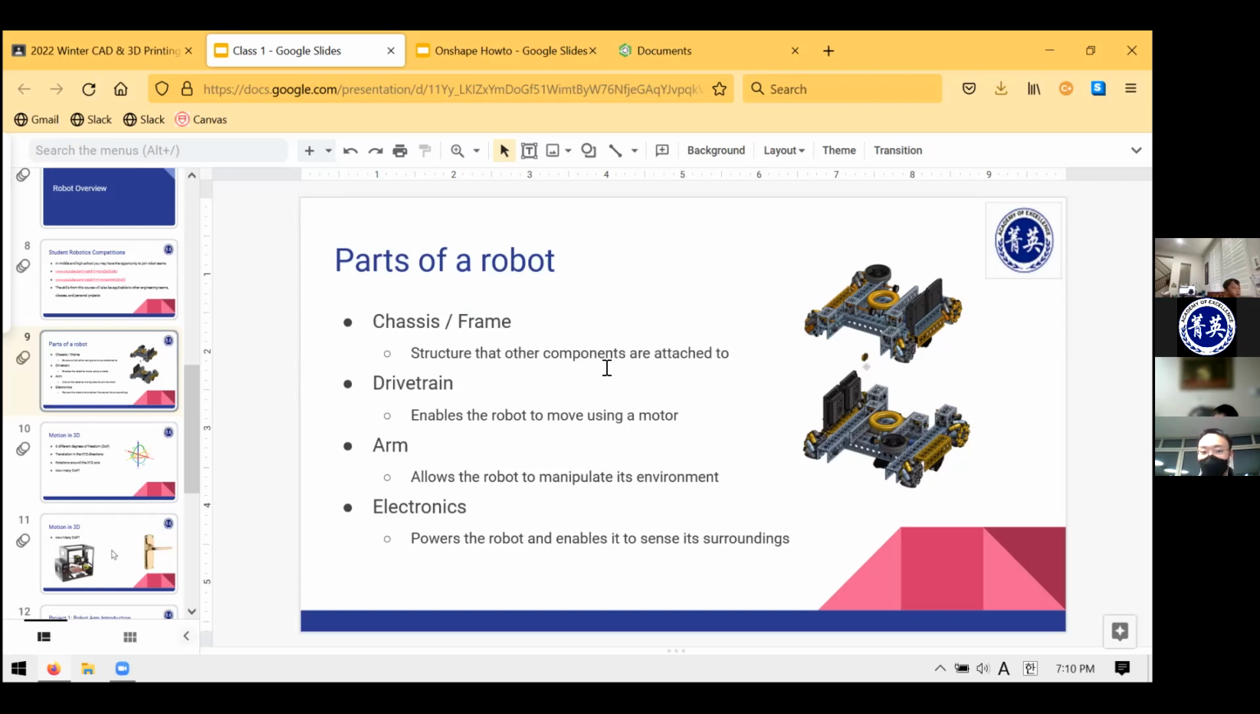So this is how we'll look at the different systems of our simple robot. And for the projects that you'll do, for the CAD that you'll create, we will focus on making our frame, our drivetrain, and our arm, starting with the arm.